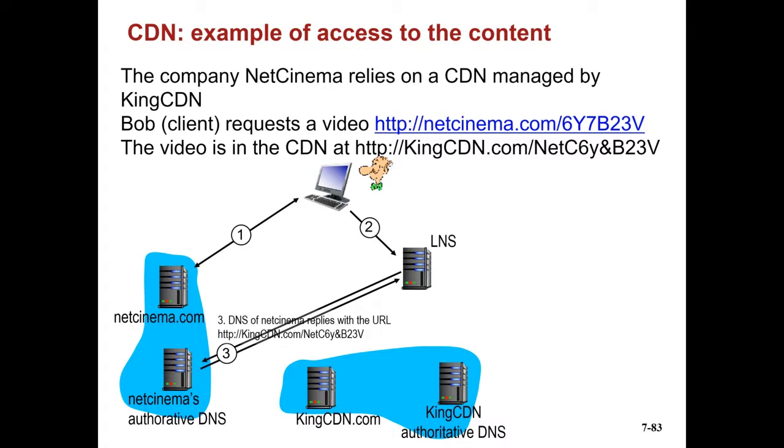And it's again an authoritative name server, and it will return to the local name server not directly the IP address where to download the movie, but the symbolic name of the specific server of the DNS network that is storing that specific content. Because of course the DNS server of netcinema knows exactly where all the contents are distributed in the content distribution network. So in this case, the name is kingcdn.com/net6 and so on and so forth.